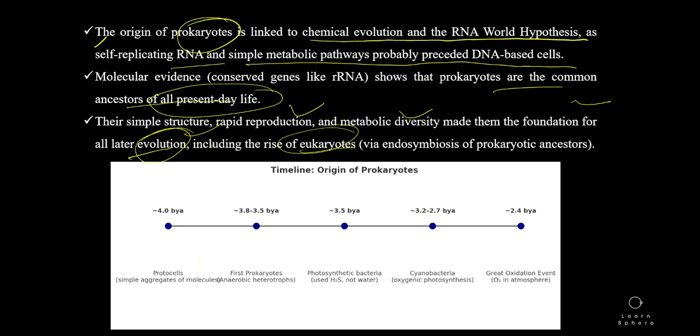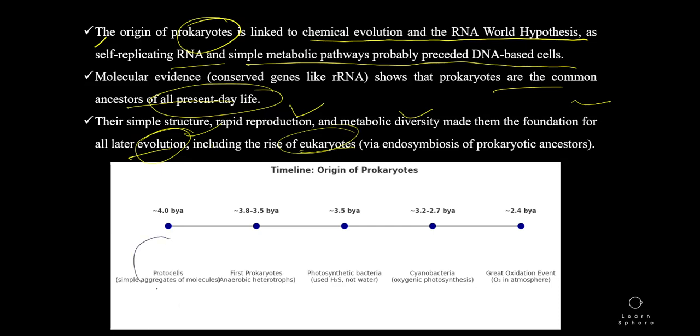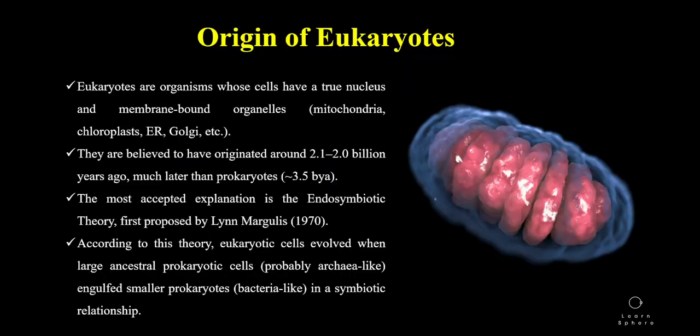In this image, you can see that the first protocells appeared 4.0 billion years ago. Then the first prokaryotes appeared 3.8 to 3.5 billion years ago. Photosynthetic bacteria arose 3.5 billion years ago, the cyanobacteria 3.2 to 2.7 billion years ago, and the great oxidation event occurred 2.4 billion years ago.